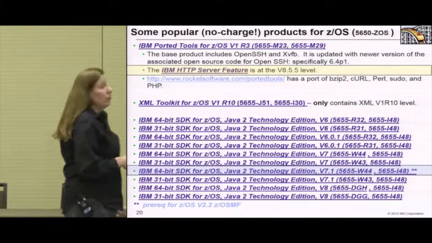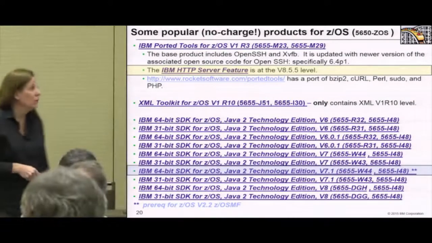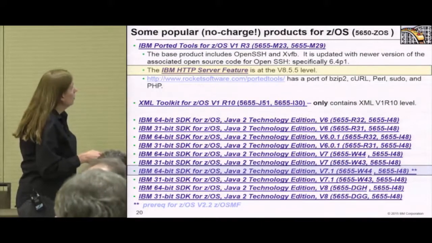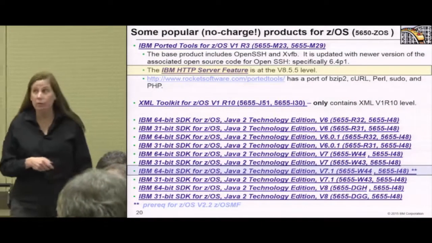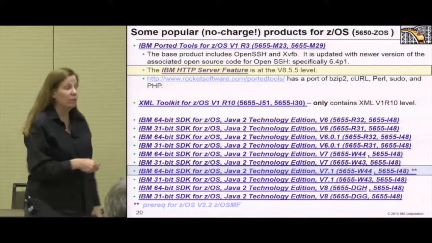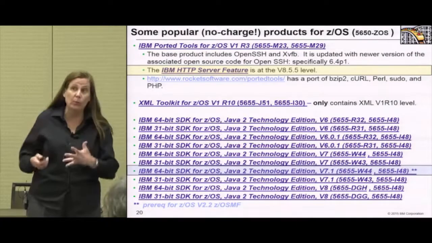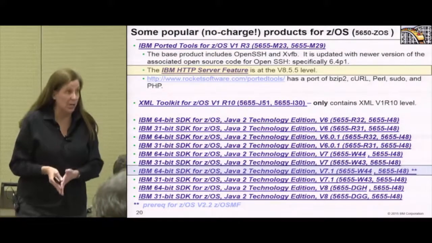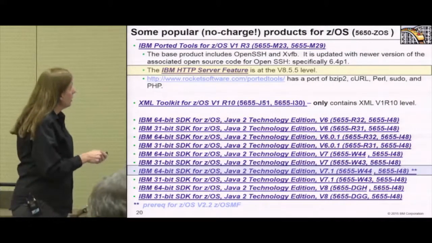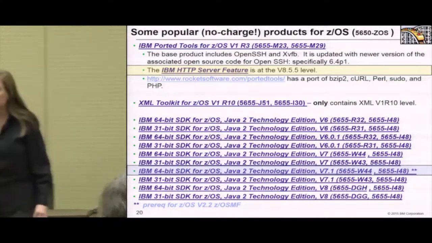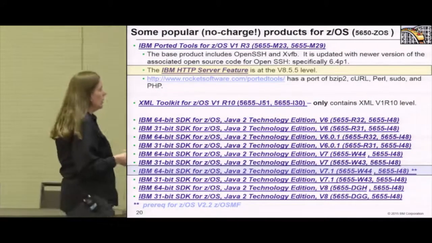A quick chart about the popular no-charge products. These don't have a price associated with them. First of all, Ported Tools. Ported Tools is your friend because it contains the IBM HTTP Server 8.5.5 level, which is going to help you get off of Domino to Apache 8.5.5 today, right? So you need to get that one. The XML Toolkit is still out there at release 10. That's getting kind of old, but that's the latest one we have.